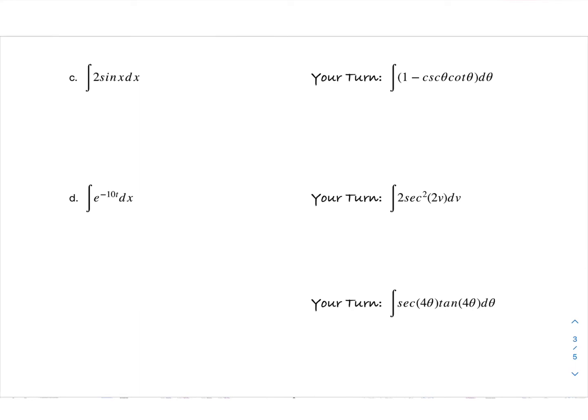Okay, I want to bring the constant of 2 out, and the integral of sine of x again is negative cosine of x plus c. So that ends up giving us negative 2 cosine of x plus c. Okay, your turn.